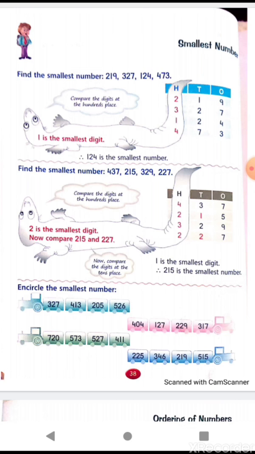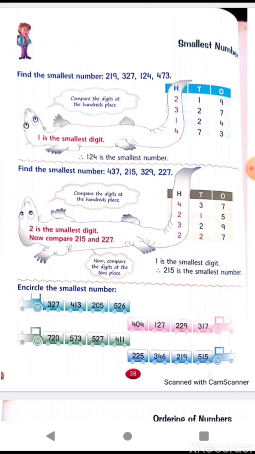Here in this case, the digit at hundreds place is 2, 3, 1 and 4. And out of these 4, 1 is the smallest. So therefore, the number having 1 at hundreds place would be the smallest number. So in this case, 124 is the smallest number. Now again find the smallest number. The numbers given are 437, 215, 329 and 227.